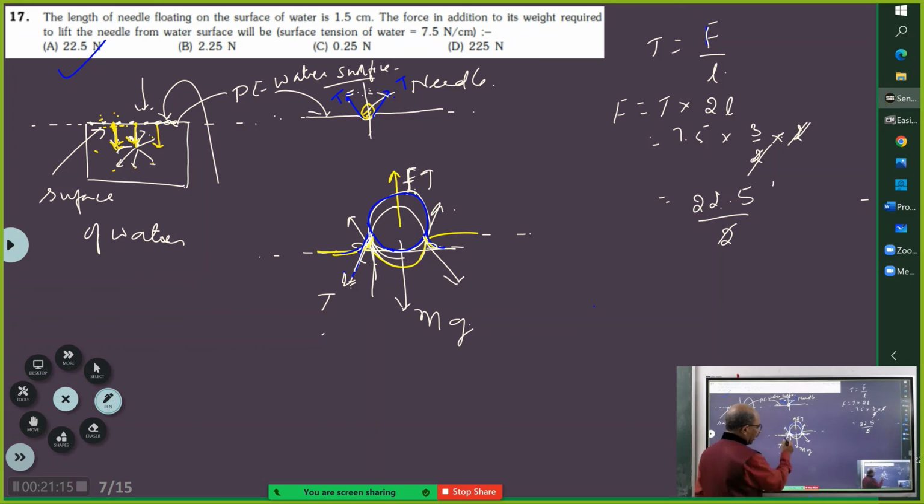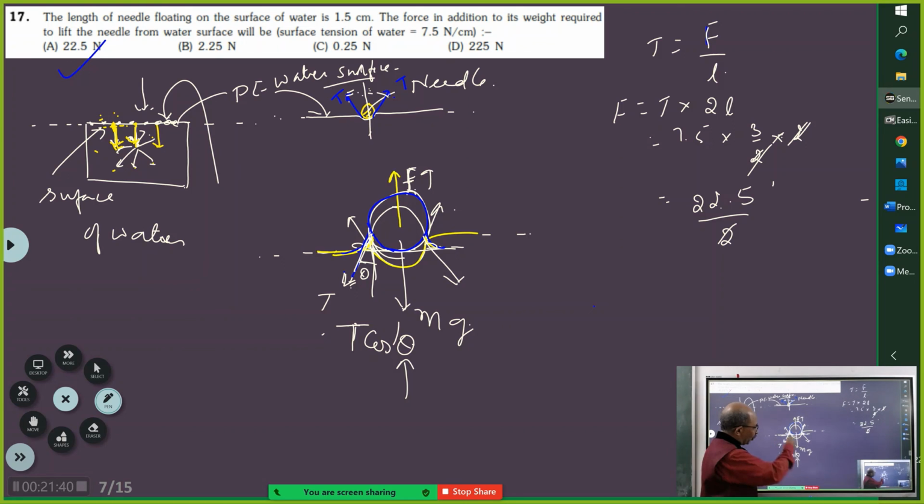Because ultimately, if this angle is theta, what is this net force down equal to? It will be equal to T cos theta, no? This theta will be determined by the adhesive and the cohesive forces. It will have a role, definitely. Got it? So everybody here, it's a very nice question that he has asked.